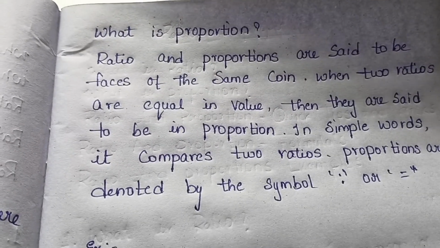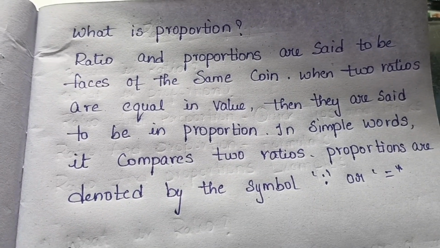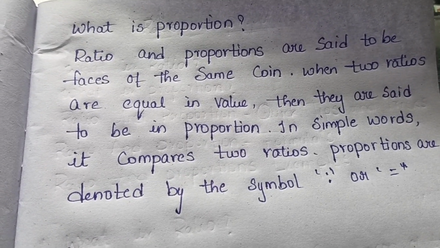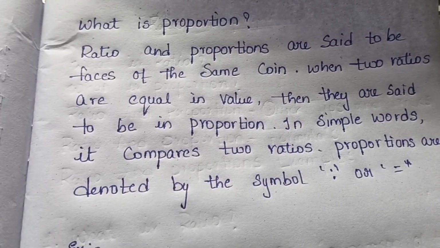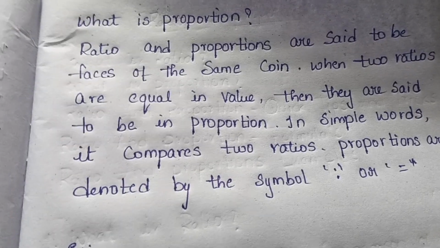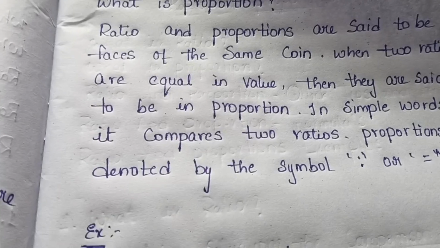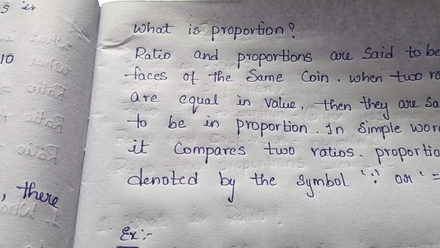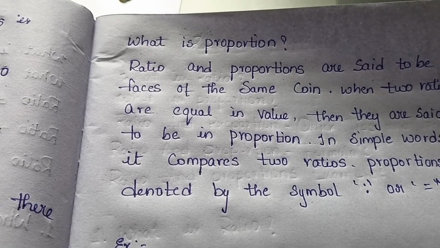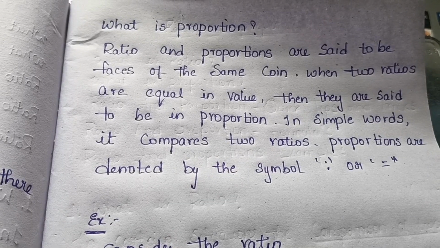So what is proportion? Now that we have understood what ratio is, let's move on to the next important concept, which is proportion. Many students get confused between ratio and proportion, but don't worry, by the end of this explanation you will clearly understand the differences. First of all, remember one simple sentence. Ratio compares two quantities, whereas proportion compares two ratios. This is the easiest way to remember the concept.